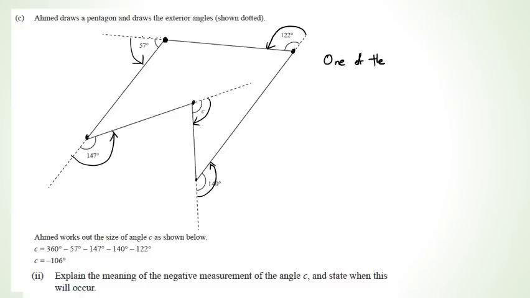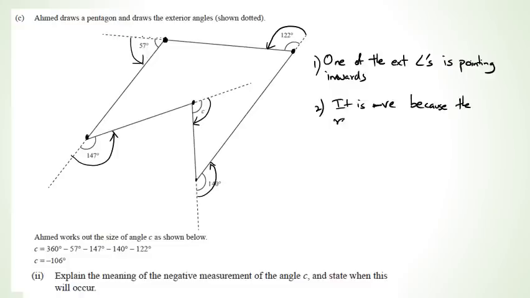Because I'm going clockwise, this is because one of the exterior angles is pointing inwards, and so that's my first point. And my second point is that it's negative, because the rotation is clockwise in this situation.